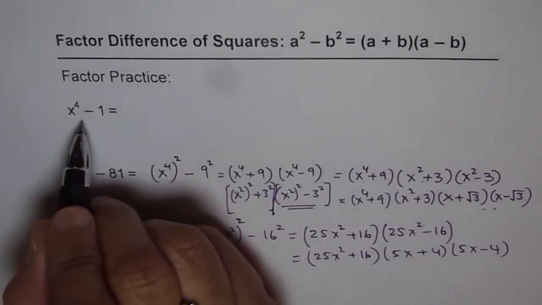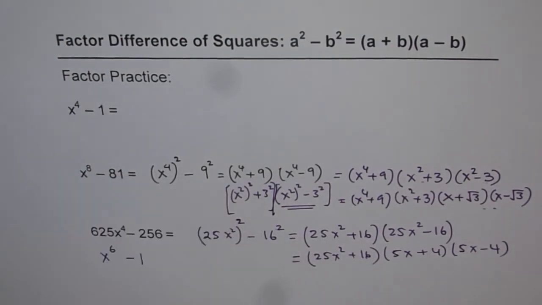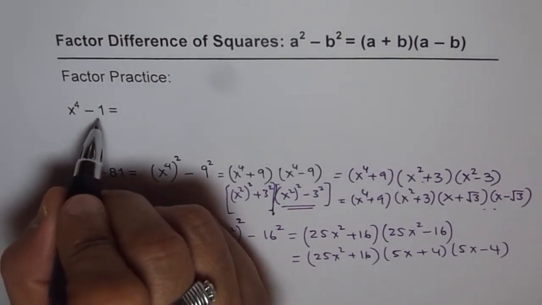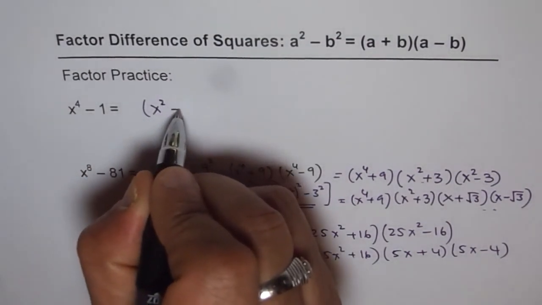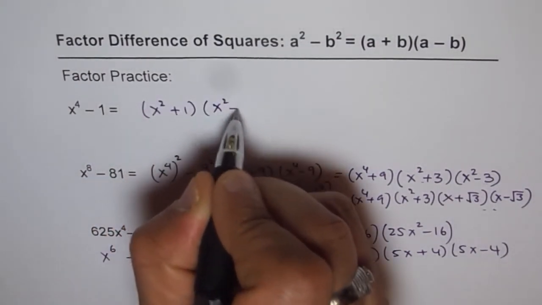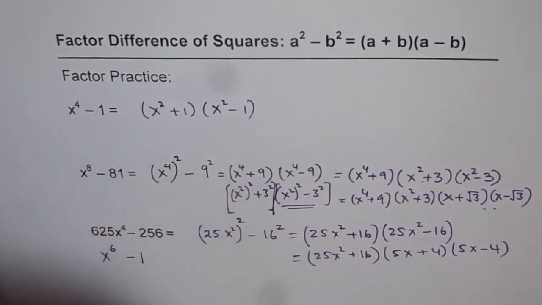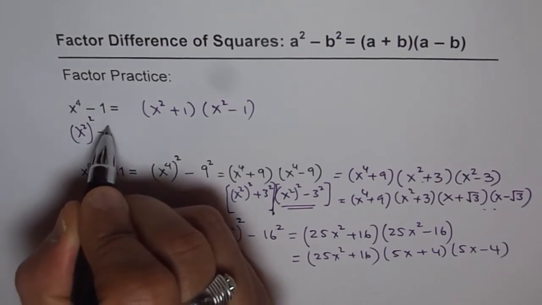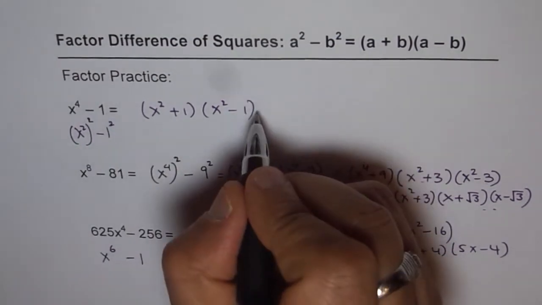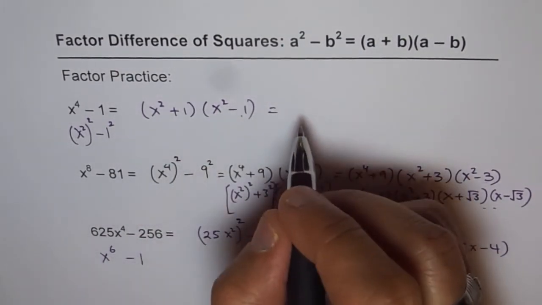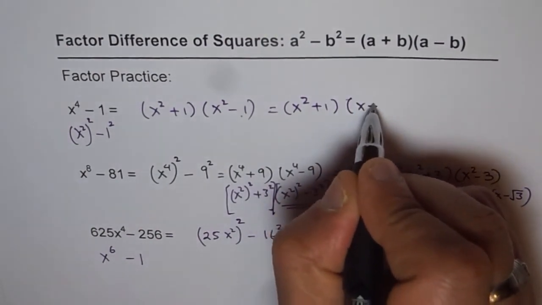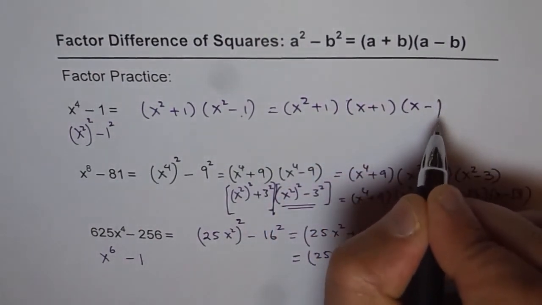The first one is kind of simpler. I should have started with that instead of getting into these complicated issues. Let's say x to the power of 4 minus 1, but I think now you can do it. It could be written as x squared plus 1 times x squared minus 1. Why x squared? Since x to the power of 4 is x squared whole square, and then we have 1 as 1 square, correct? Now x squared minus 1 can be further factored. So we can write this as x squared plus 1 times x plus 1 times x minus 1, right?